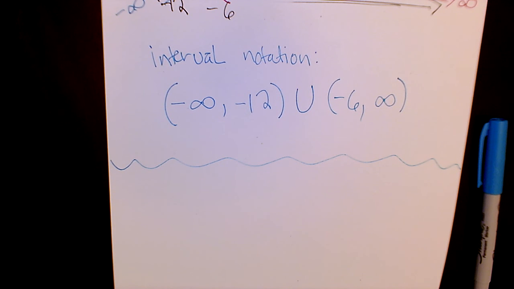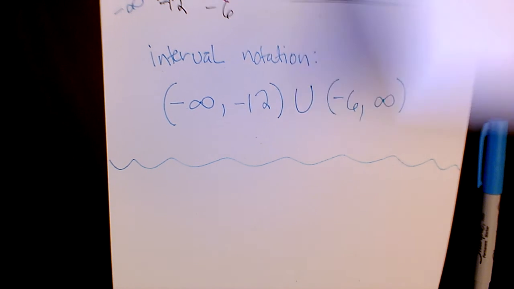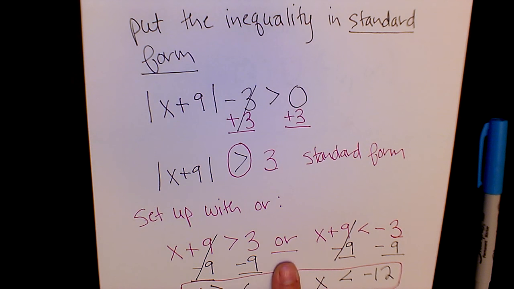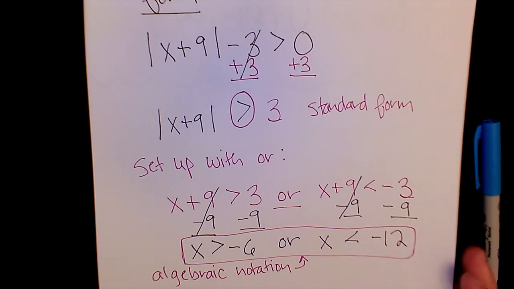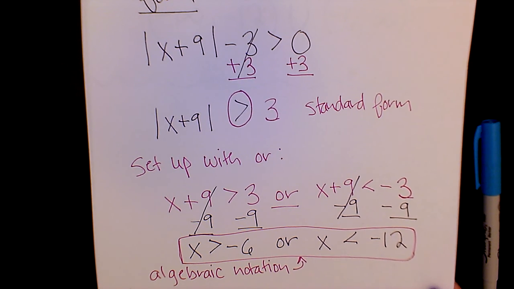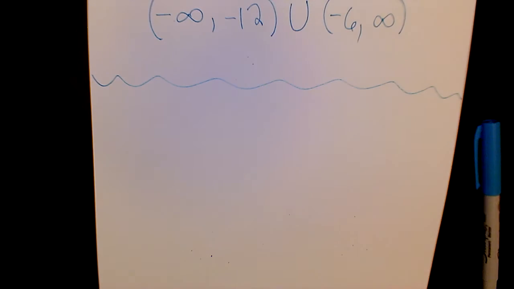Okay, let me stop there. When I come back, I'm going to do a less than with an absolute value. I just did the greater than with an absolute value, and that was, just to refresh, the or. Here's your algebraic notation. I'm going to come back and do an absolute value with a less than, and we're going to use the and. So that'll be the next video.